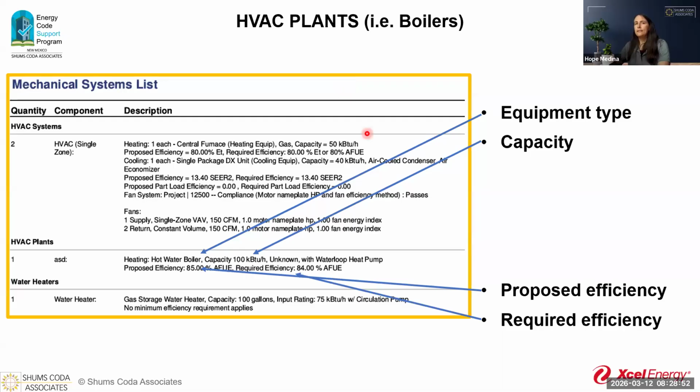All right, let's take a look at our HVAC plants, right? This is talking about things like if you were installing a boiler system as opposed to forced air systems, you're going to get that information in there. So with this, you would have your equipment type, right? This happens to be a hot water boiler. It's 100,000 BTUs an hour. That's your capacity. It also gives you what your proposed efficiency is going to be. It's an 85% AFUE, and then the required efficiency is 84% AFUE.